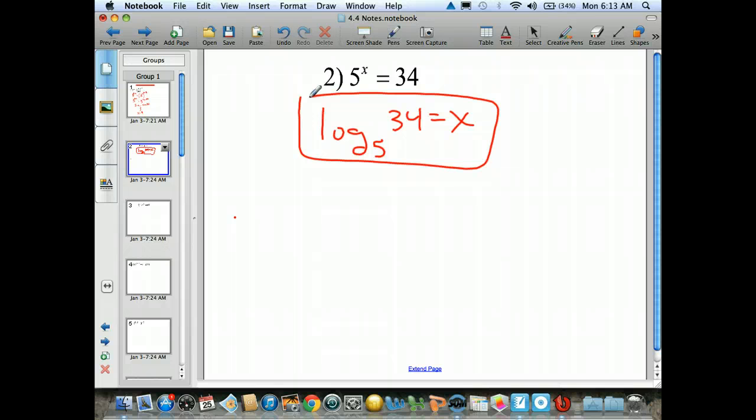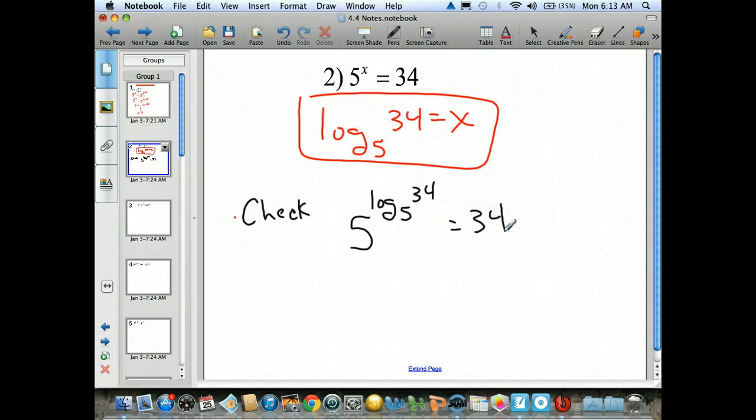So I just want to show you on the calculator how we can verify that that is true. However, notice on the check, we really don't even need the calculator for this one, because watch what happens. If we plug log base 5 of 34 in for x, we get 5 to the log base 5 of 34 equals 34. And notice this is our inverse property for logs and exponents. So we know that 5 to the log base 5 of 34 is indeed 34. So 34 equals 34, okay?